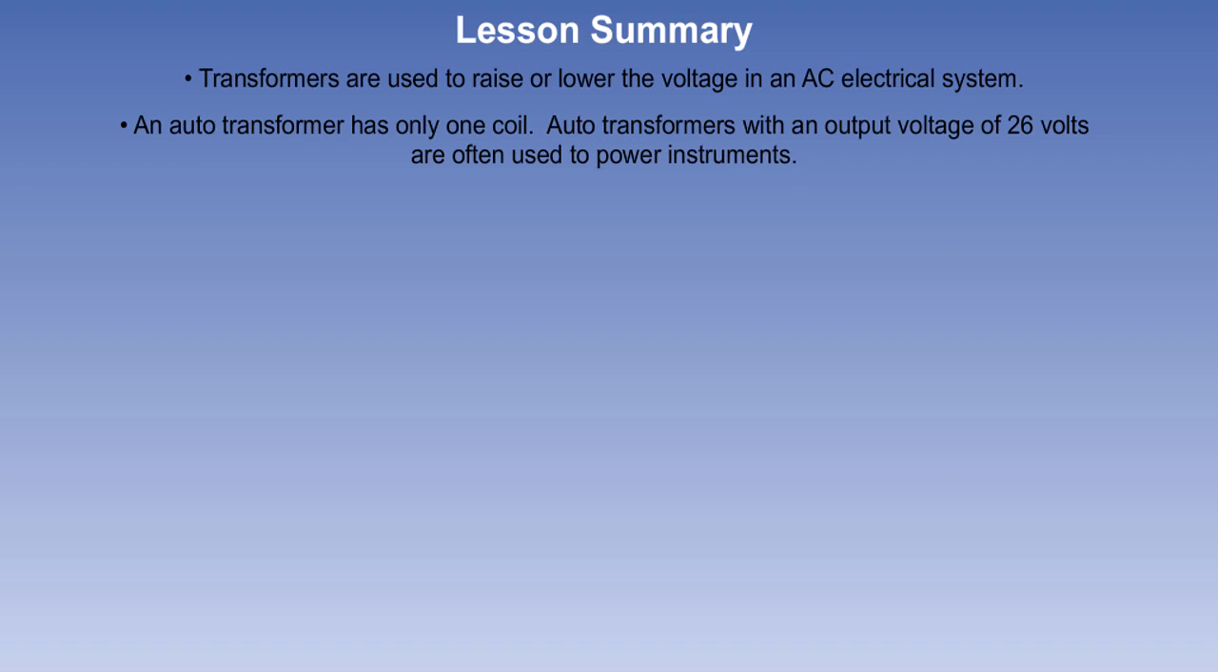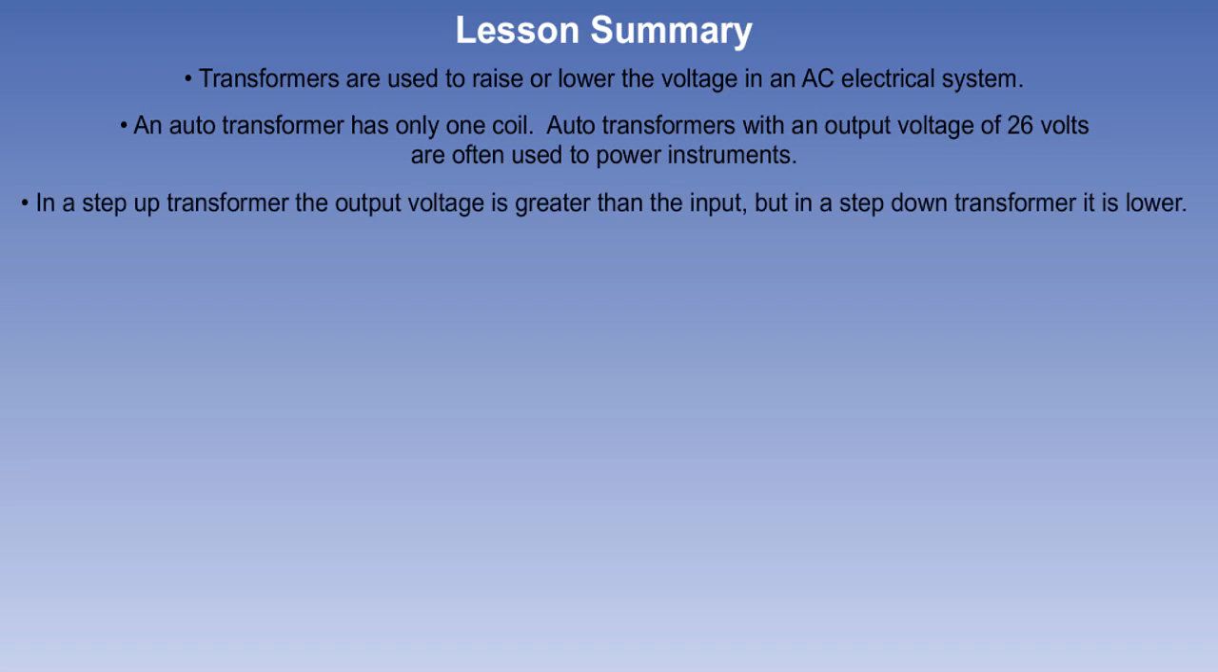That is the end of the lesson. Here are the main points that you need to take from it. Transformers are used to raise or lower the voltage in an AC electrical system. An autotransformer has only one coil. Autotransformers with an output voltage of 26 volts are often used to power instruments. In a step-up transformer, the output voltage is greater than the input, but in a step-down transformer, it is lower.